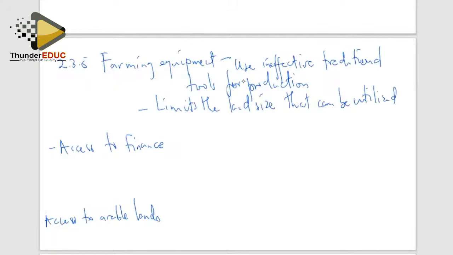If we don't have farm equipment, it means we can also be limited in terms of our ability to do farming on a larger piece of land. We end up resorting to subsistence, just farming on a small piece of land, because we need equipment to do farming on a bigger landscape. Access to finance.